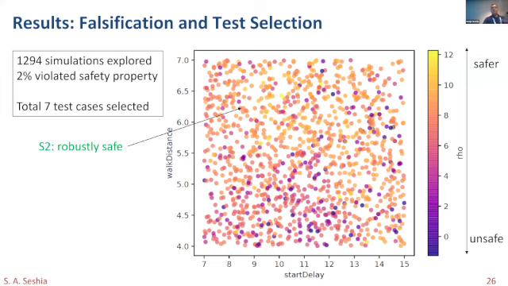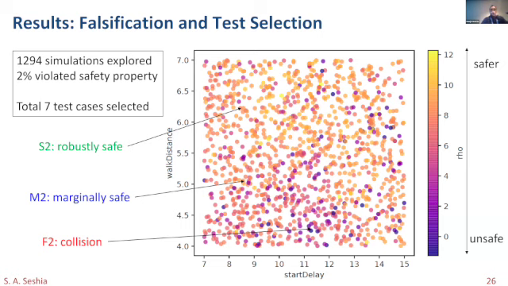And then what we did was to select test cases to execute on the track that were either robustly safe, which is a safe simulation whose neighborhood, even if you perturb those random variables, will also stay safe, at least in the simulations we explored. Something that's marginally safe, which is satisfying the safety property, but if you perturb the random variables a little bit, it can flip to unsafe. And then those that are unsafe with an unsafe neighborhood.